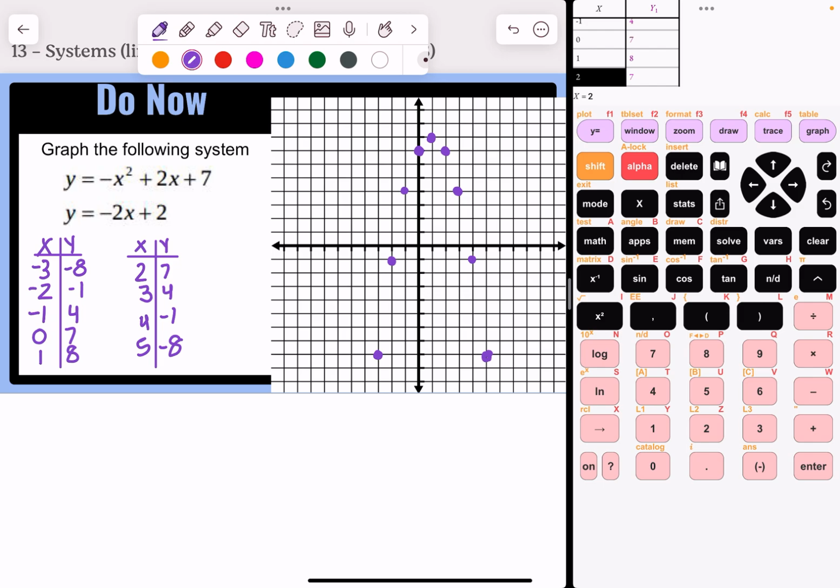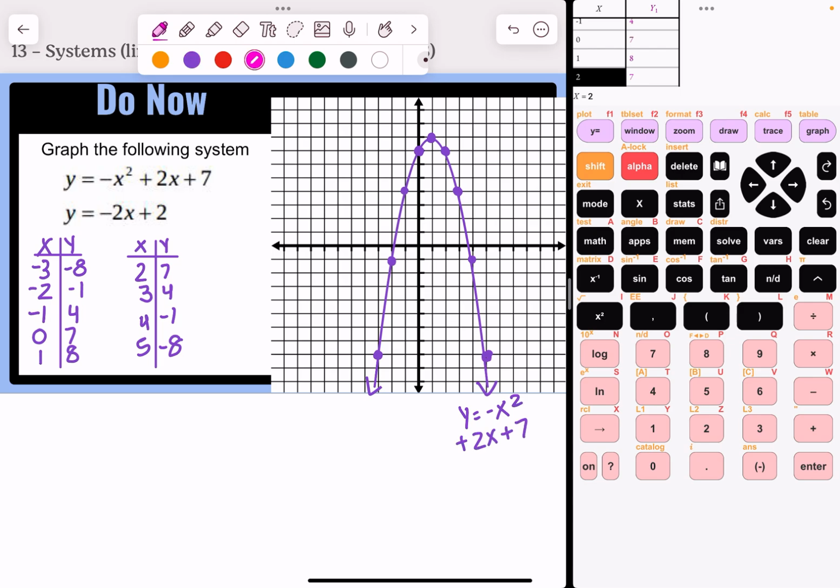All right, let's go ahead and connect these points. Let's put some arrows on each end. And this is the graph of the quadratic, y equals -x squared plus 2x plus 7.